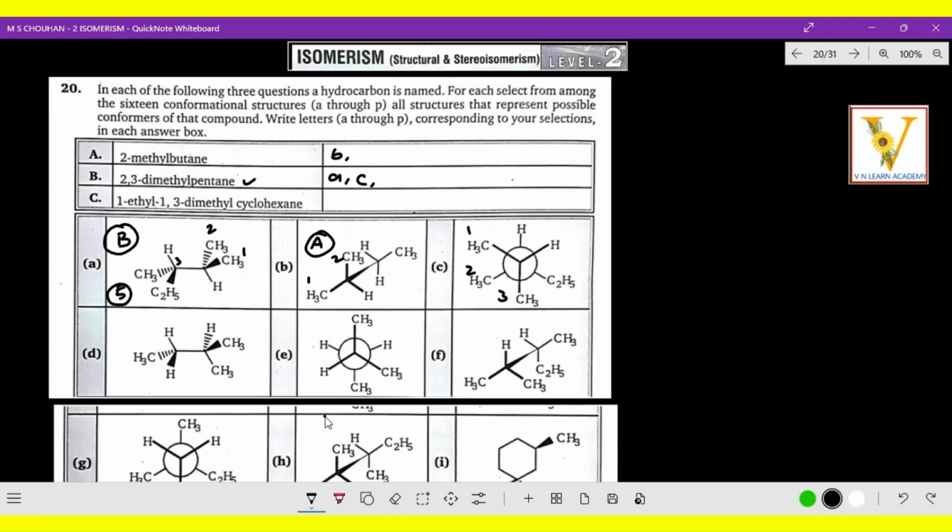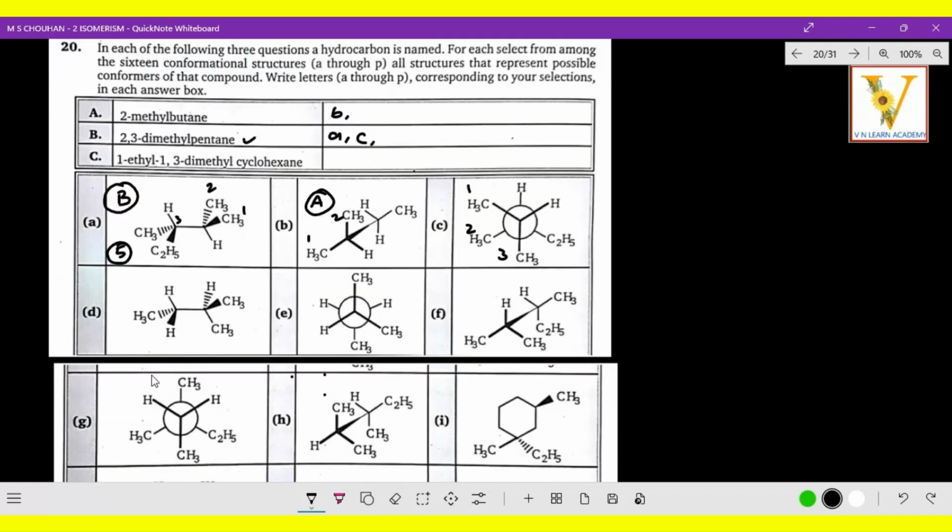And the next, D. In that D, here also you see CH3, CH2, here CH3, CH3. So 1, 2, 3, 4, 5. 5 carbons are available. So 5 carbons means this is pentane. So that means this is B. So that means D will be coming. So there are so many, 2,3-dimethyl pentane is coming.